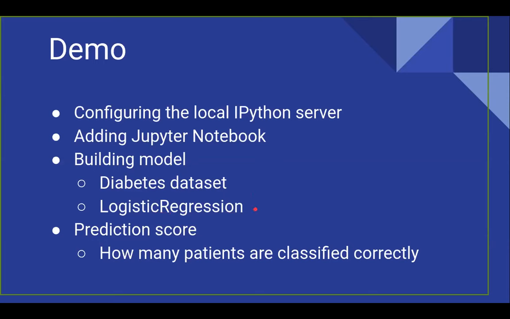It's a simple linear model. We can use it very simply. There are maybe 20 lines of code, and we can build a model. So for the demo purpose, I have created that. Then we can use another notebook, prediction score. We can use it to predict how the model predicts the model accuracy. So the accuracy means how many patients are classified correctly as diabetic or not. So we will move to the demo.